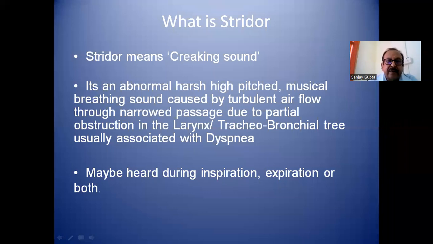Now, what do you mean by stridor? It is a creaking sound. So, how is it made? It is an abnormal, harsh, high-pitched musical breathing sound caused by turbulent airflow through the narrowed passage due to partial obstruction in the larynx or the tracheobronchial tree, usually associated with dyspnea. Now, stridor may be heard during inspiration or during expiration or during both phases of inspiration and expiration.